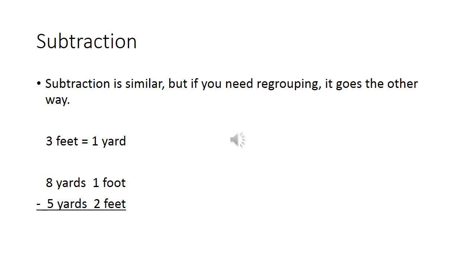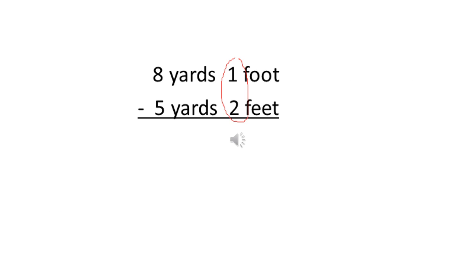So if you have 8 yards and 1 foot minus 5 yards and 2 feet, you're going to subtract the yards and subtract the feet. And hopefully you can already see the problem. The yards are no problem. We can take 8 minus 5 if we need to. But when you look at the feet, we have a problem because we have 1 foot minus 2 feet, and we need to solve this problem.